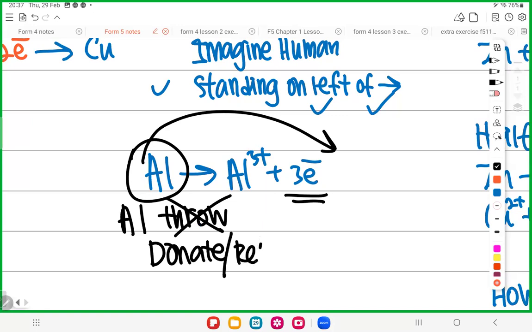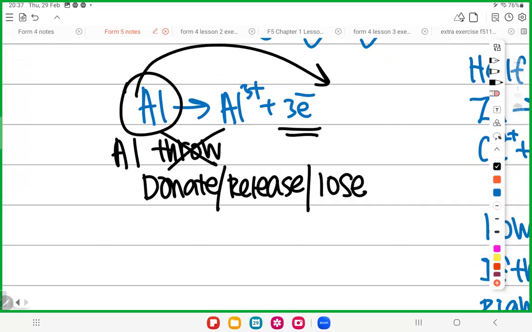You can say release electron, or you can say lose electron. Don't say throw electron. Throw electron is a secret between you and me. Only you and me understand what we mean by throw electron. But the examiner, the school teacher, they don't know what we mean by throw electron. So don't ever write the word throw electron in your paper. They don't know what it is. Clear? All right? Okay, same thing.